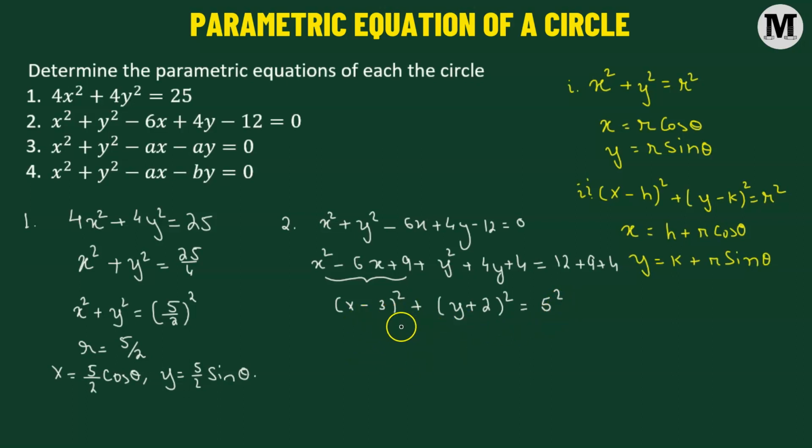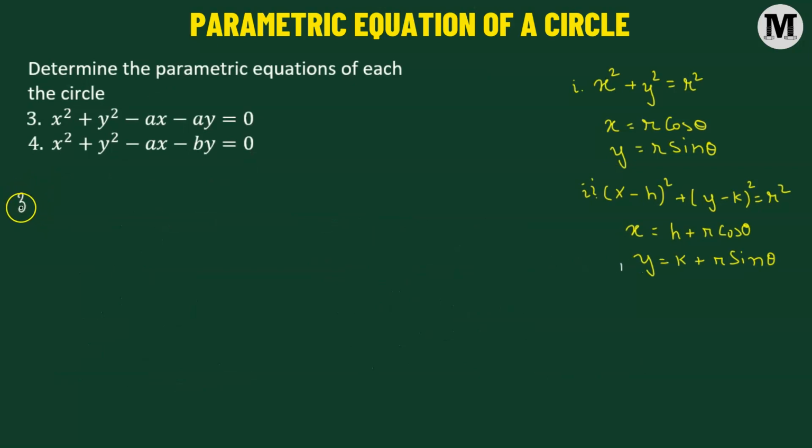So now we have converted the equation of the circle into its standard form, which means that the h value will be positive 3, the k value will be negative 2, and the radius is going to be equal to 5 units. So now we parameterize it. So parameterize a point on the circle. So x will be given by h plus r cosine theta, which is 3 plus 5 cosine theta, and y will be k, which is negative 2, plus r sine theta. So we have negative 2 plus 5 sine theta. So we have successfully parameterized the equation of the circle given by number 2. Now let's go to the third problem. So let's start with number 3.